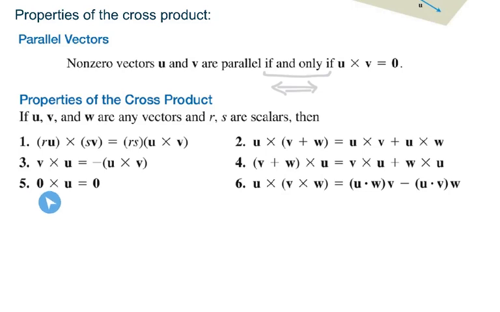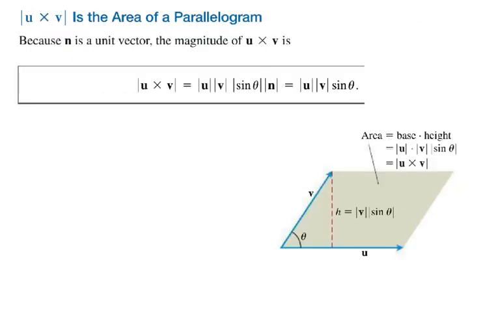The 0 vector cross the u vector is equal to the 0 vector. And this one we use a bit: u cross v cross w is u dot w times v minus u dot v times w. And lastly, we have one more rule we're going to talk about before we do examples in the following video.